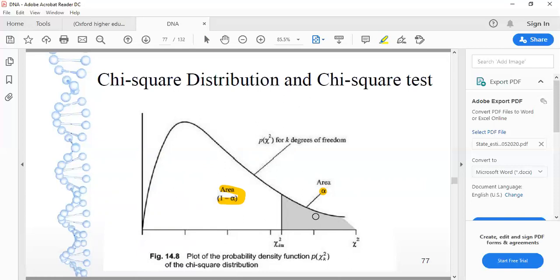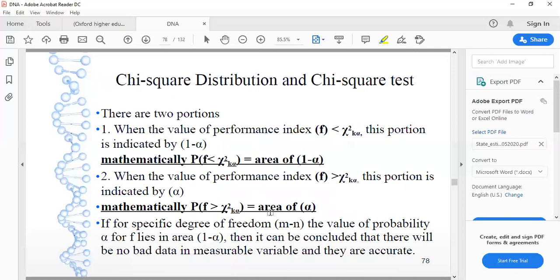So how we can identify individual data, that is a matter of concern. By the total term, we can easily identify whether bad data is there or not. But now the second objective is we want to identify which data will be the bad data. Over here in the chi-square distribution curve, we have two portions. One, when the performance index f is less than chi-square, and one is greater than chi-square.